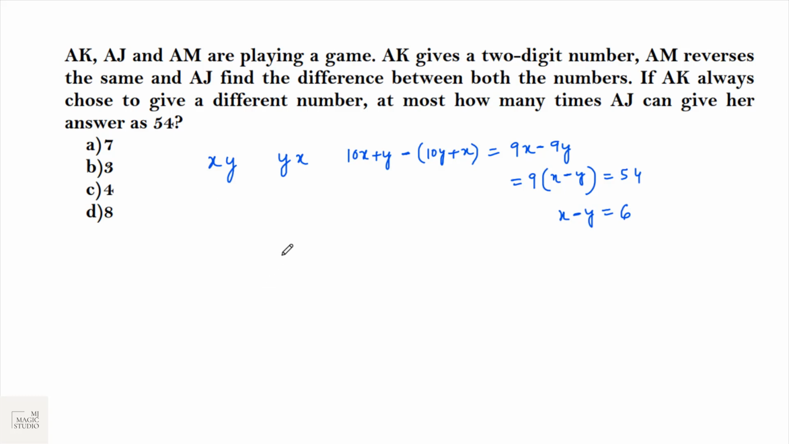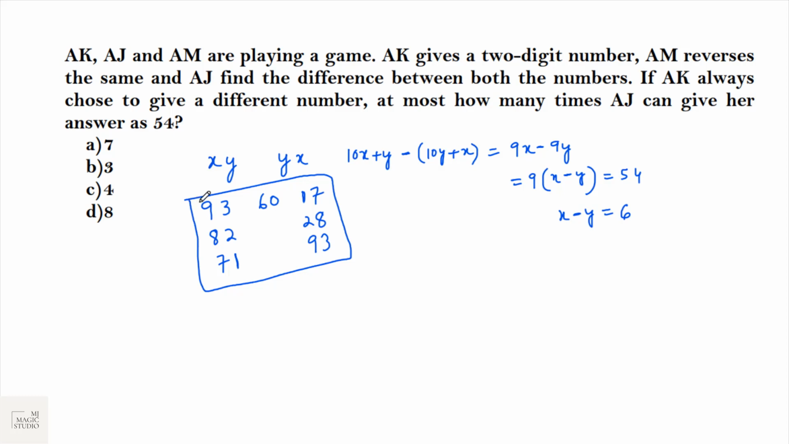Fine. Let's start with the highest value. X is 9. 93. Difference is 6. Then 82. 71. Then 60. Then 5. No, negative. Now, inverse of these numbers are also possible. Inverse of 60 is 06, which is not a two-digit number. So, 17 is also possible. 28 is also possible. 93 is also possible.